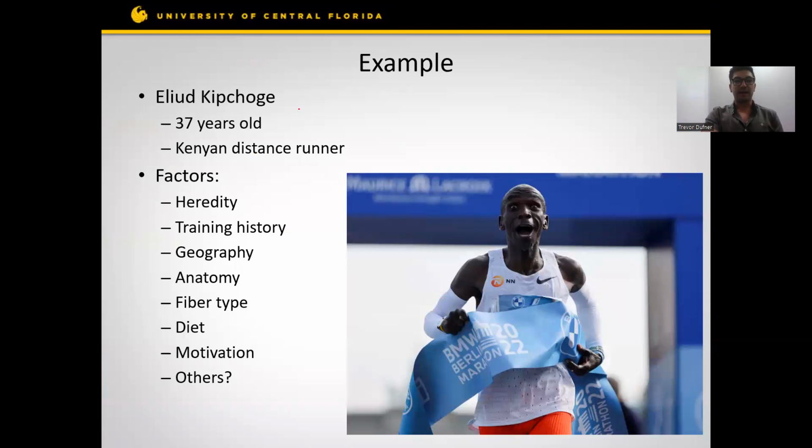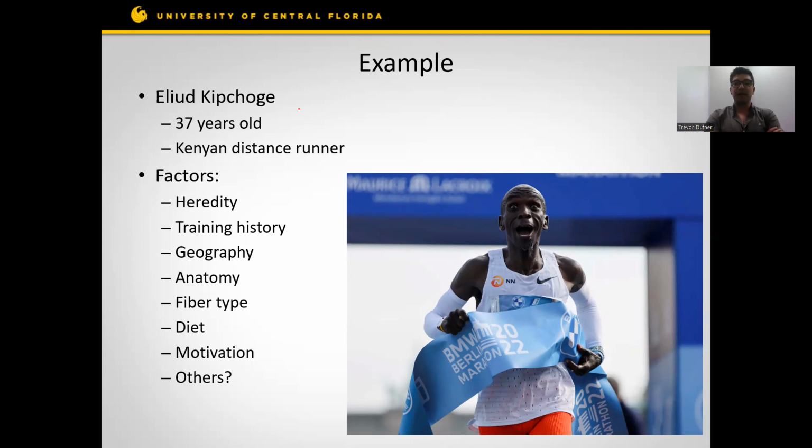So we look at a few different individuals here, right? Our Kenyan distance runner, a bunch of different factors for him, right? His heredity, training history, geography, anatomy, fiber type, diet, motivation. So his heredity, he obviously has good genetics for running long distance. He probably has better ability to diffuse oxygen across the alveoli and across the basal membrane in the muscle, probably more red blood cells, more hemoglobin groups, a whole bunch of different things, as well as a better ability to adapt and to provide force throughout the running.